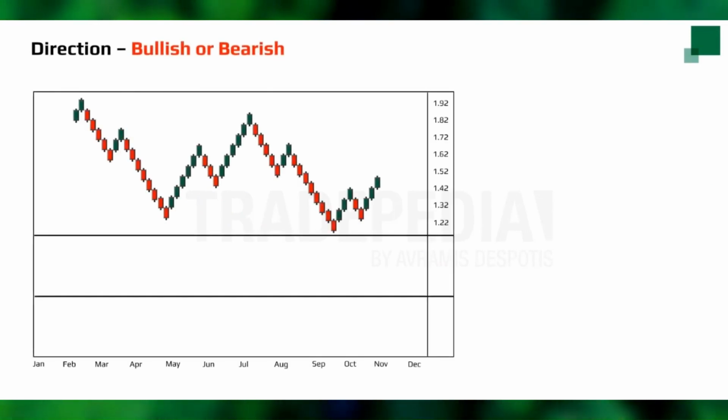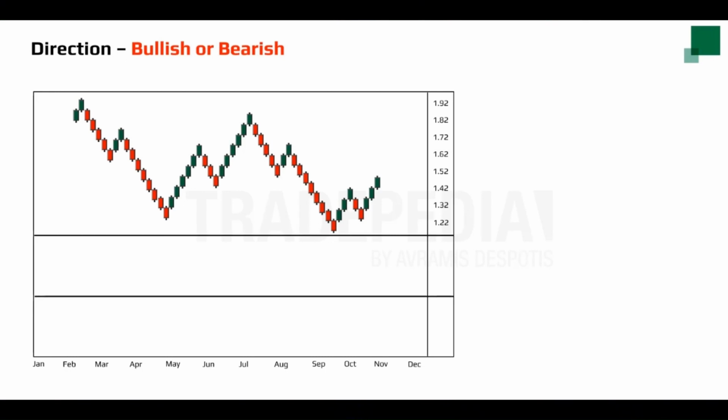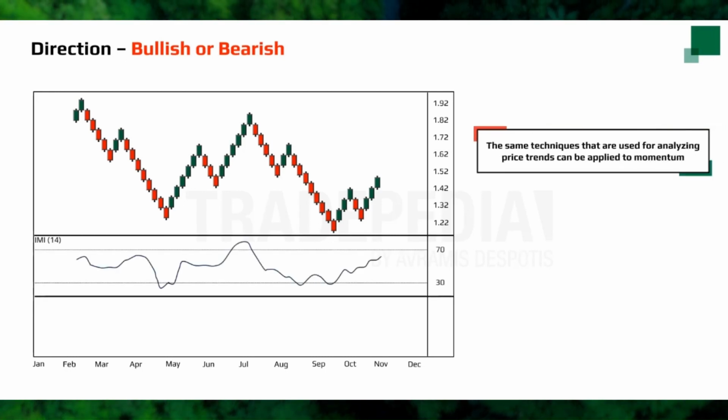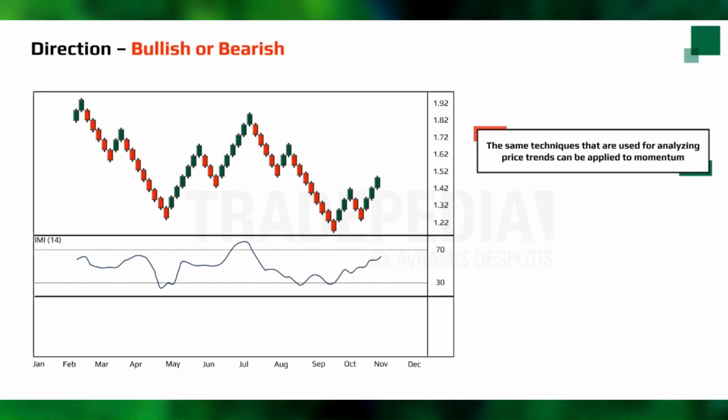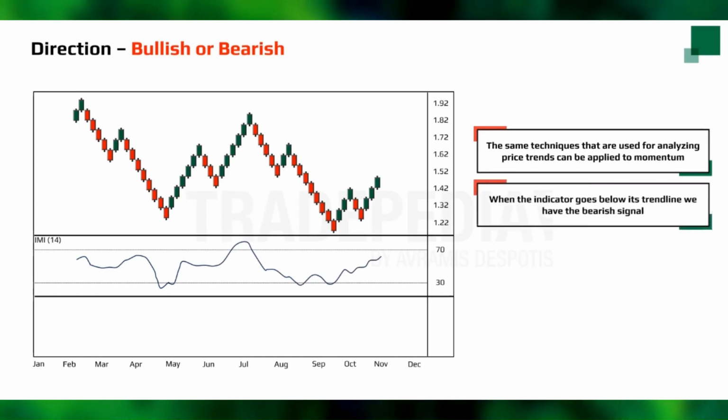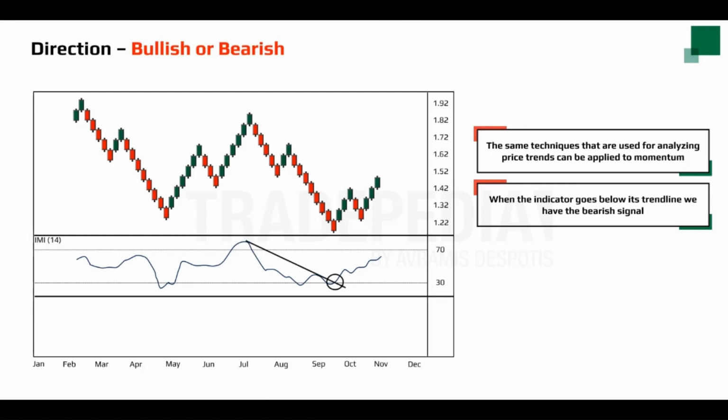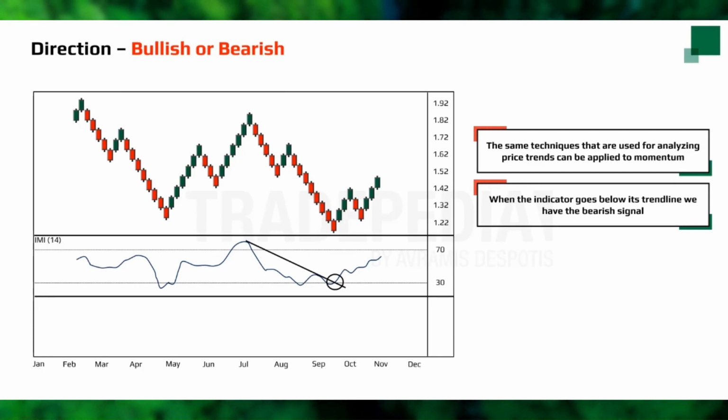Similar to prices, momentum moves in trends. The same techniques that are used for analyzing price trends can be applied to momentum. When the indicator goes below its trend line, we have a bearish signal. When the indicator goes above its trend line, we have a bullish signal.